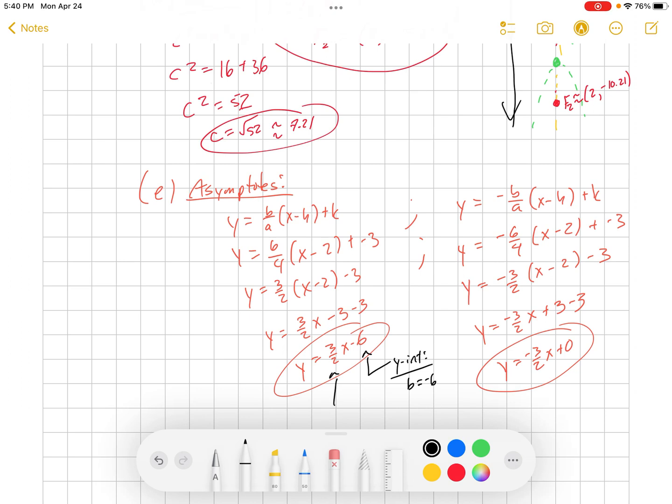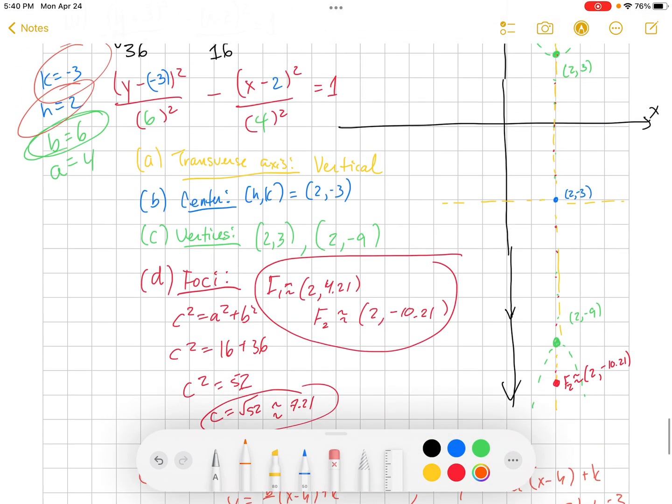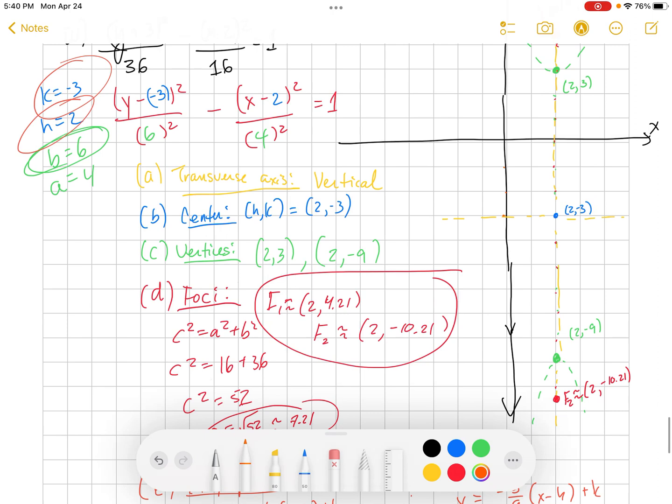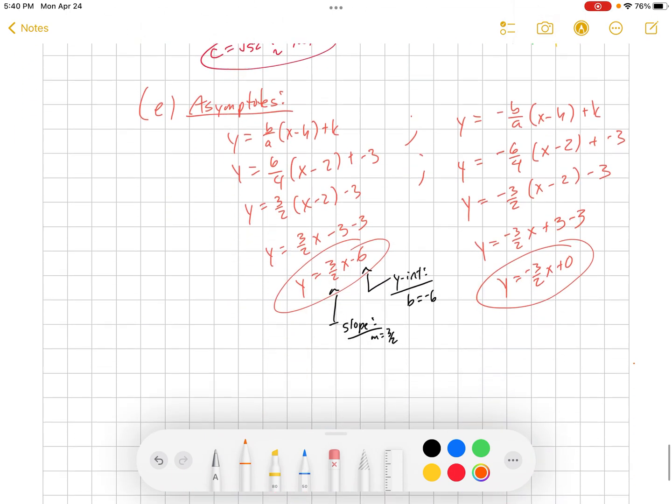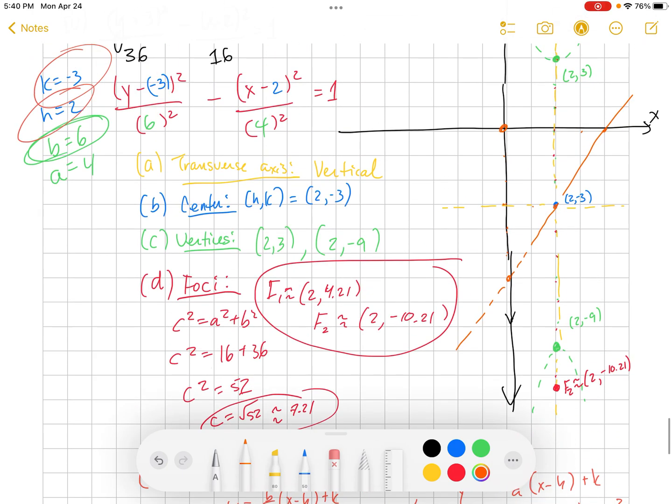Okay, let's graph the first one. The first asymptote has a y-intercept, or we call that b, of negative 6, and a slope of 3 halves. M is 3 halves. The y-intercept is negative 6. Let's find that. 1, 2, 3, 4, 5, 6. And it has a slope of up 1, 2, 3 over 1, 2. So we're connecting those. Up 1, 2, 3 over 2. That's an asymptote right there.